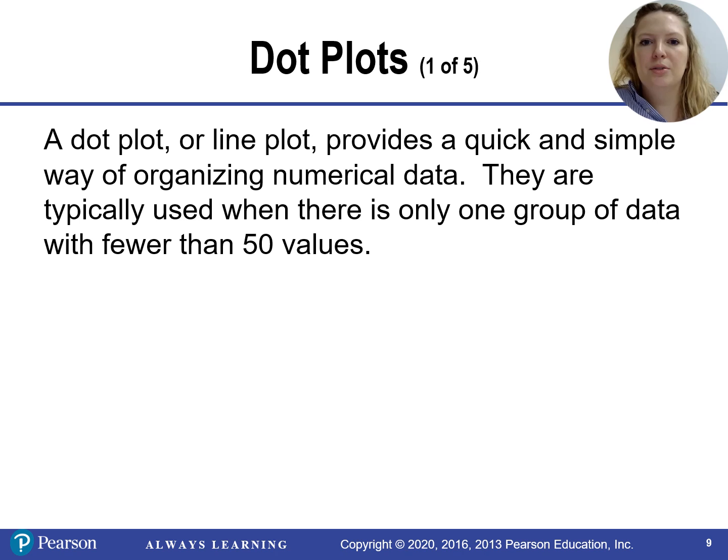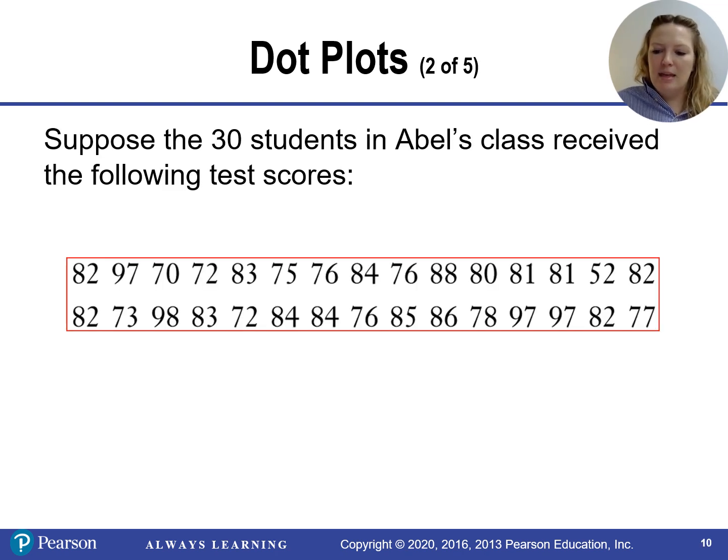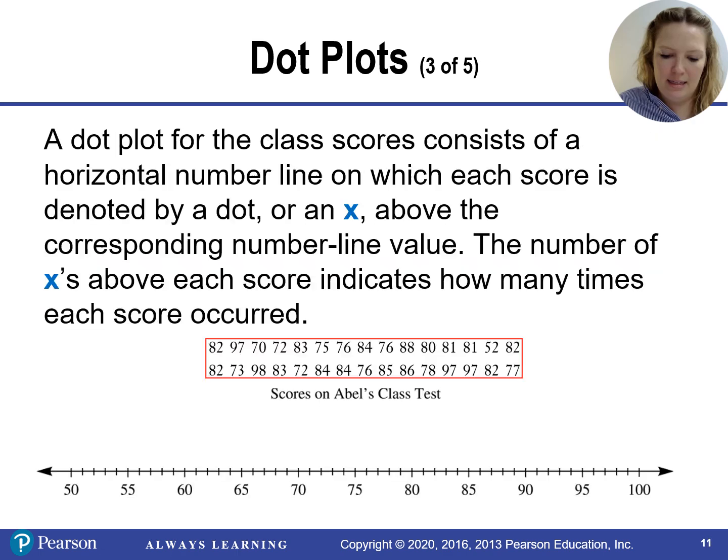Another way to organize numerical data now is with a dot plot. These are used usually when a group of data has less than 50 values. They get a little complicated and big if we have more than that. So if we think about students in Abel's class getting the following test scores, here we have all of the test scores that students received in the class.